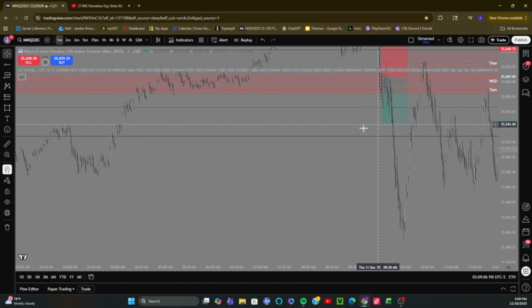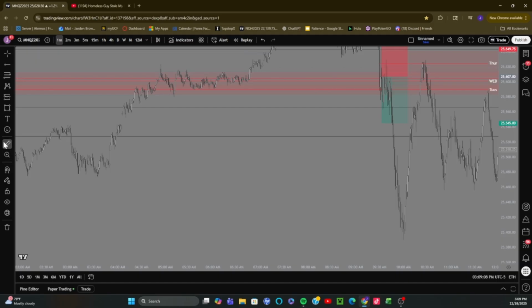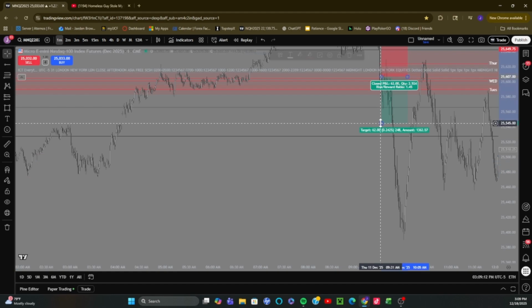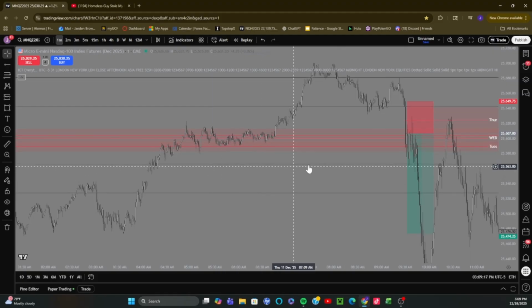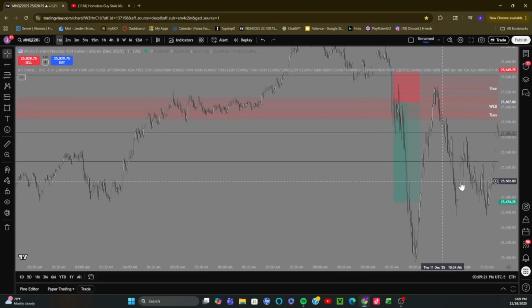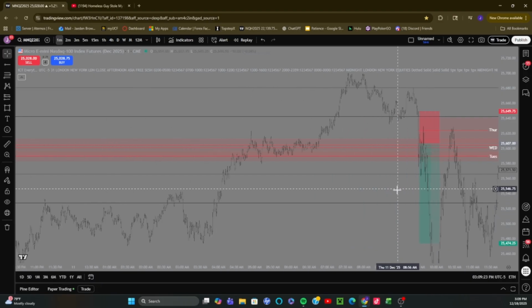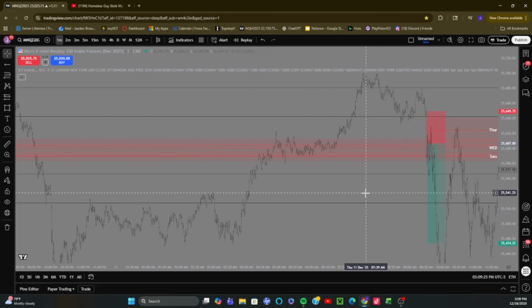I probably wouldn't have thought that we were going to go that low. Like there. I mean, with this volatility, probably. So, a little 3-to-1 RR. To be honest, I don't think I would have caught that move.